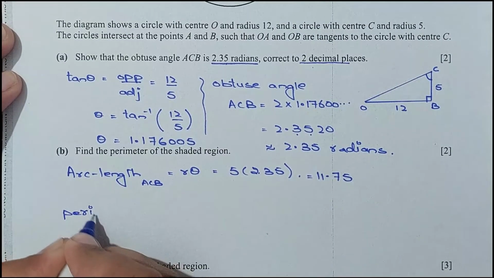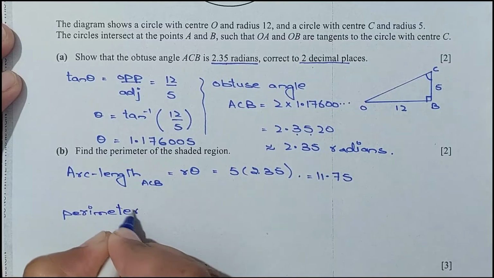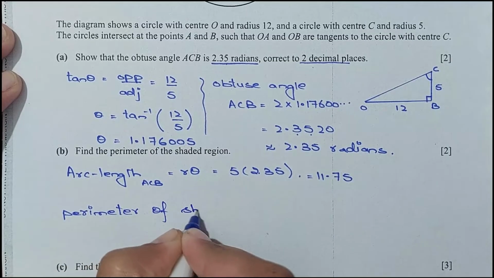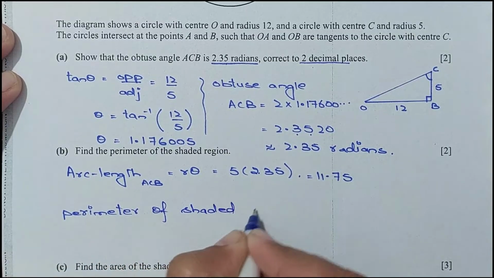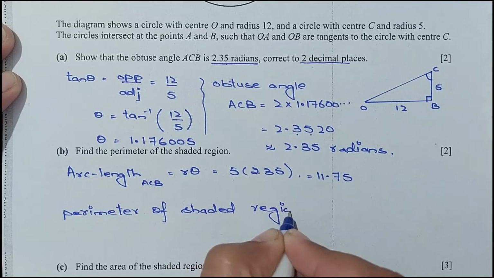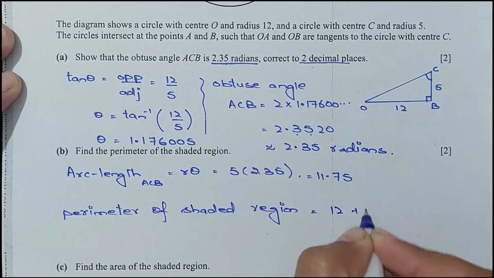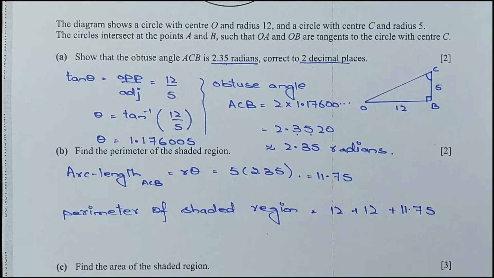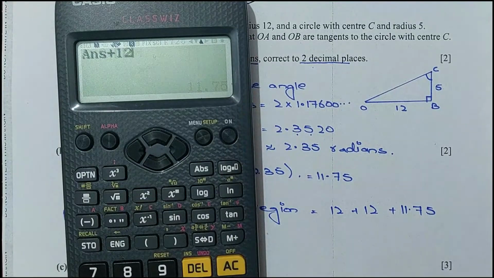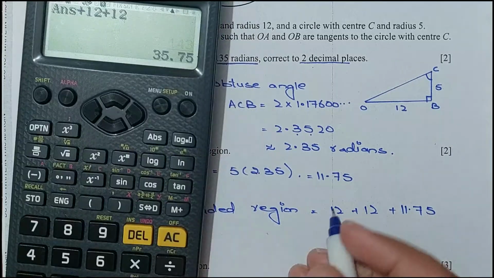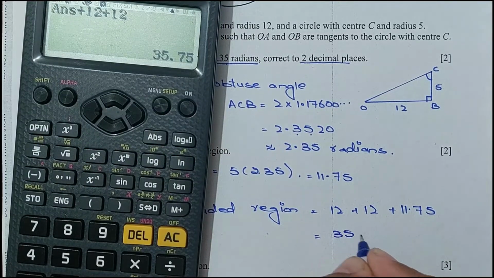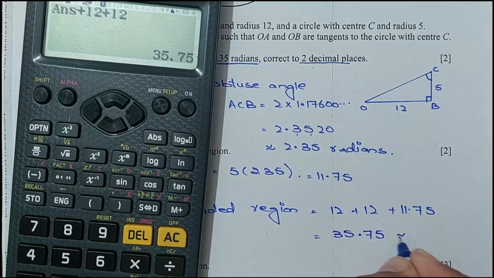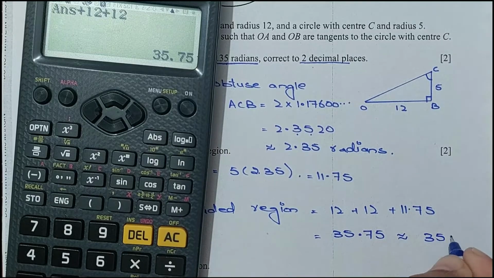So we can say the perimeter of the shaded region is 12 plus 11.75 plus 12, this would be 35.75, or we round it to 35.8 centimeters is the perimeter.